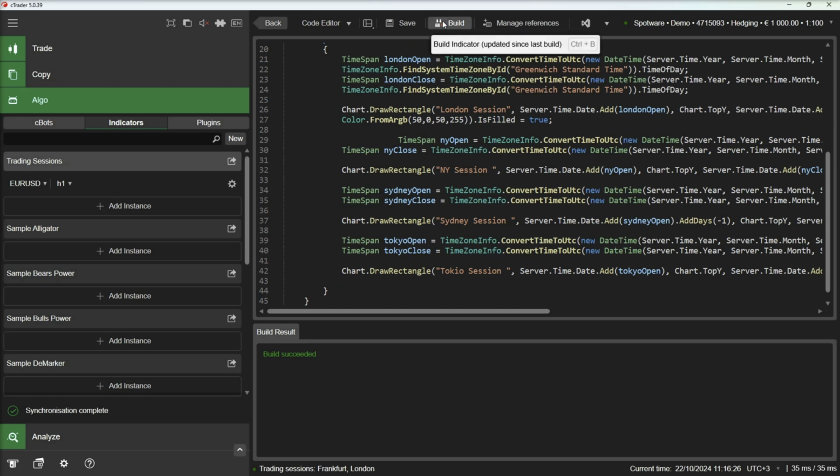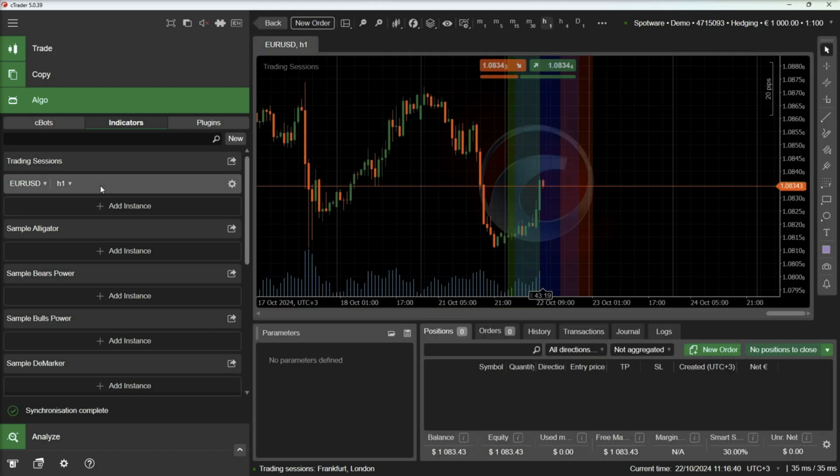For simplicity, we will just copy and paste the code since it is similar to the London session code but for different time zones and with different colors for rectangles. Let's build again and check our trading sessions.